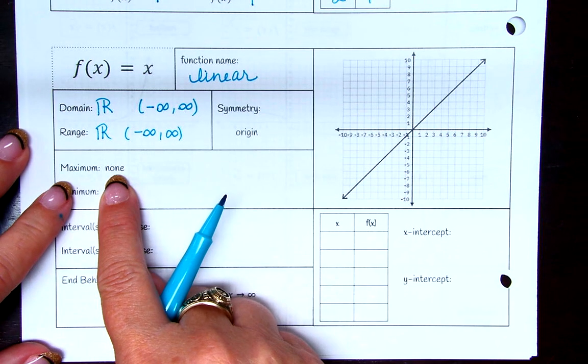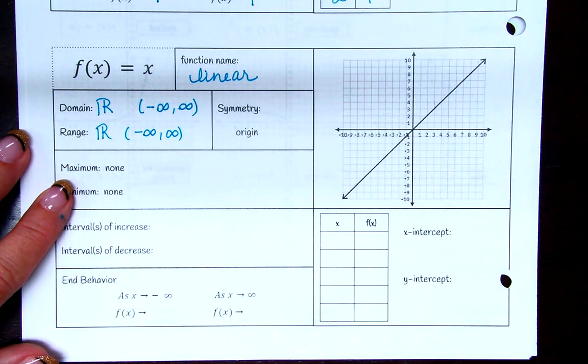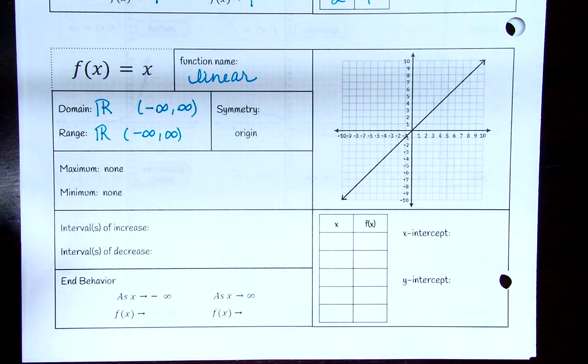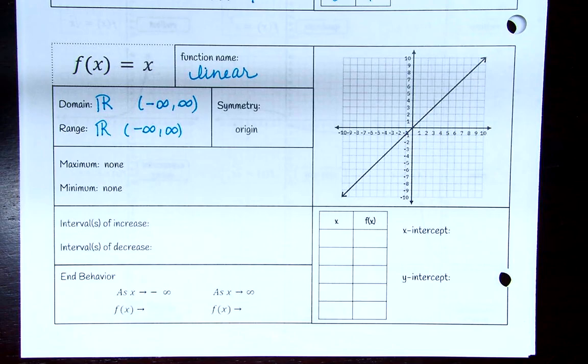There's not a highest point because it keeps going and going and going. There's not going to be a time that it gets the highest it's ever going to be. There's also not a lowest point, so there's not a minimum or a maximum. But let's talk about the intervals of increase and decrease.